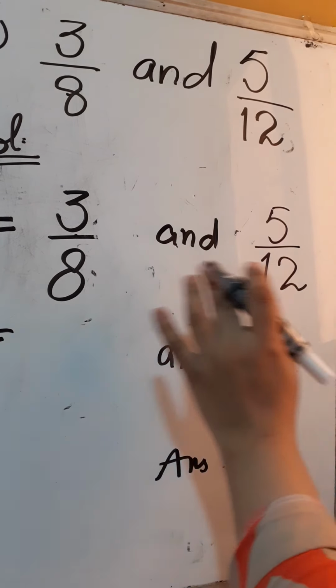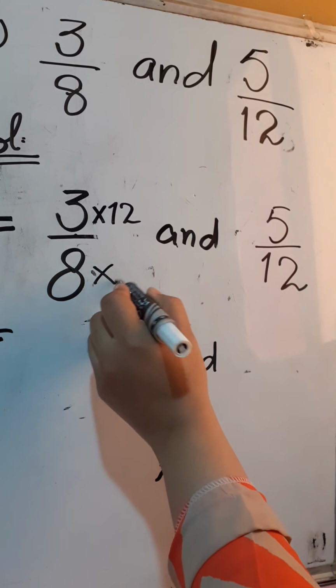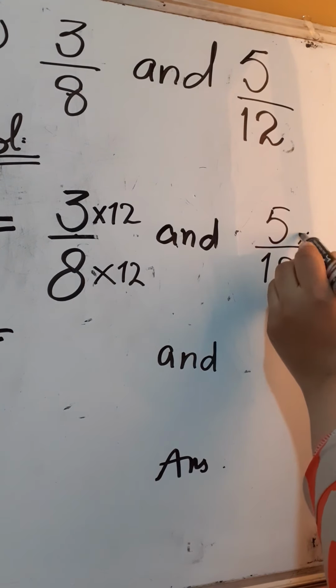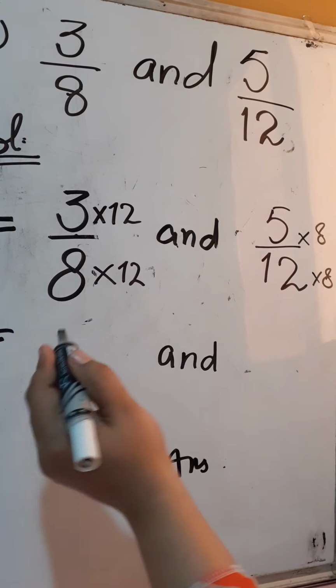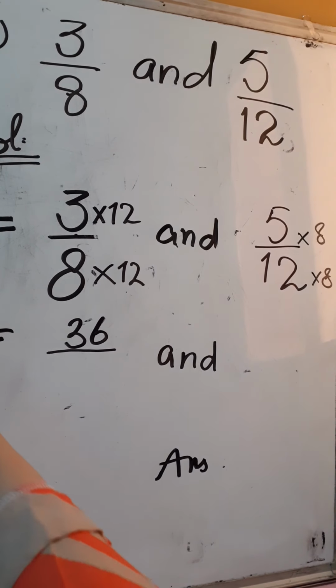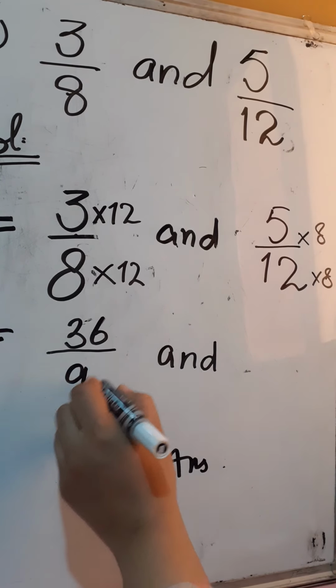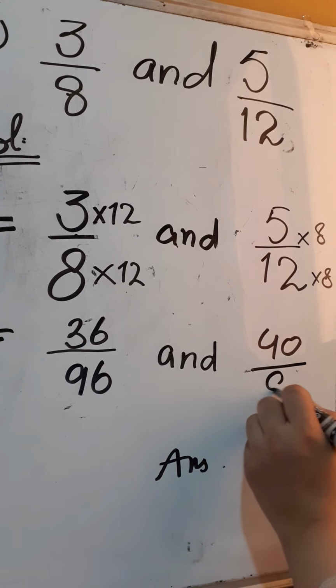Yes class. Here is 12 up and down, and here is 8 up and down. Very high value. 12 threes are 36. Okay? And 12 eights are 96. And 5 eights are 40. And there is the 96.